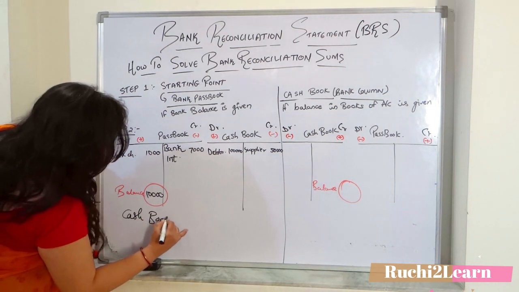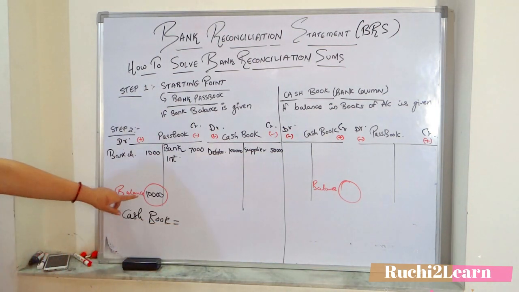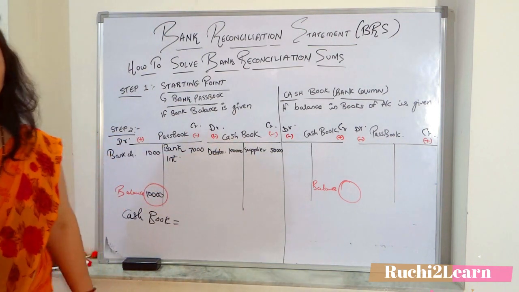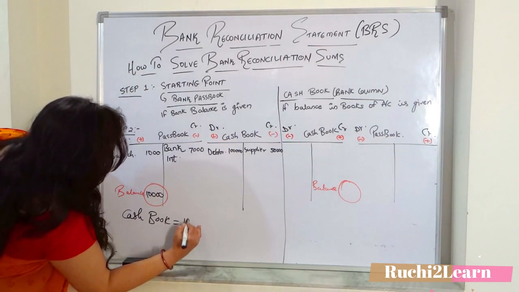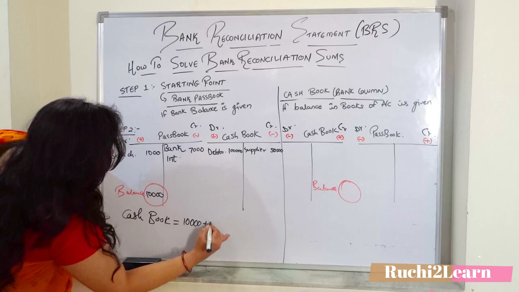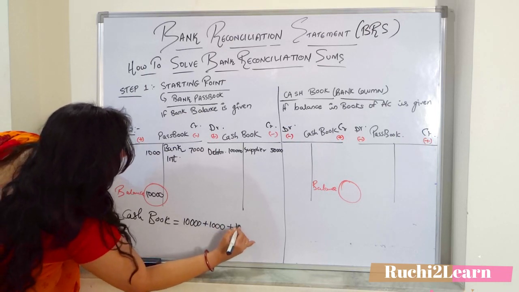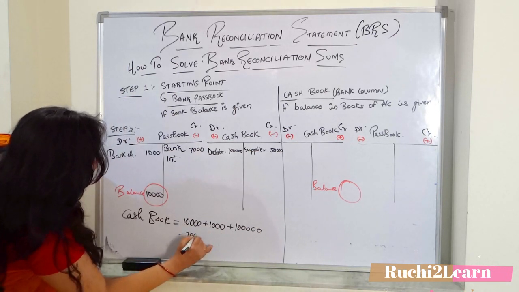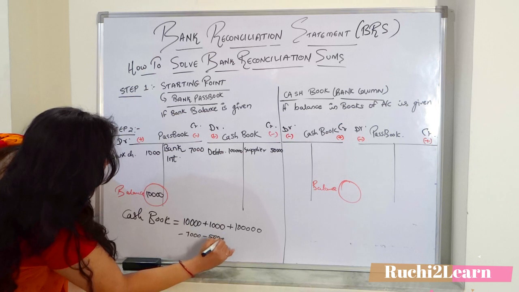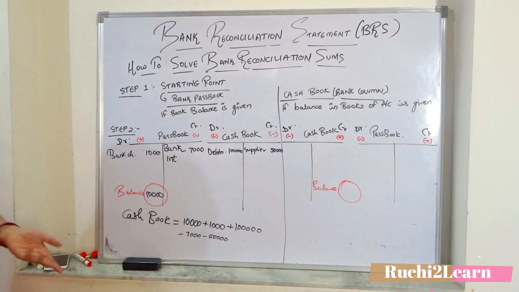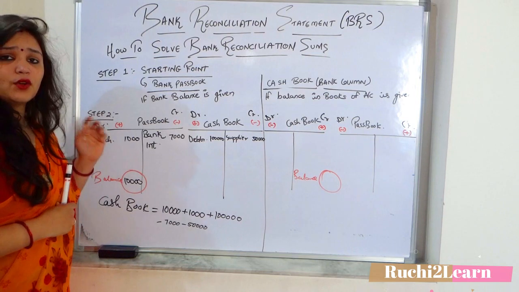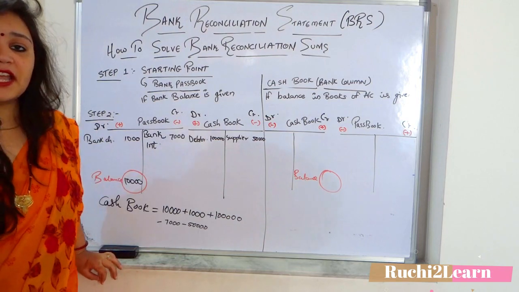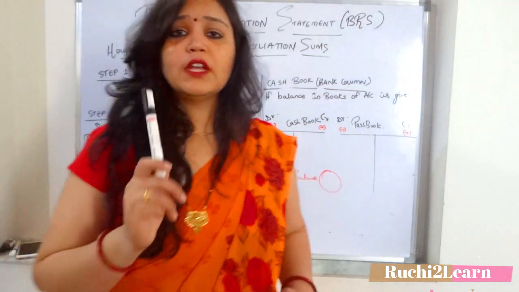In the cash book, add everything that has a plus sign and subtract everything that has a minus sign. That means 10,000 plus 1,000 plus 1 lakh minus 7,000 minus 50,000. This is your final: all the plus signs minus all the minus signs, and the final answer will be the balance as per cash book. This is the way you are supposed to solve the sums.